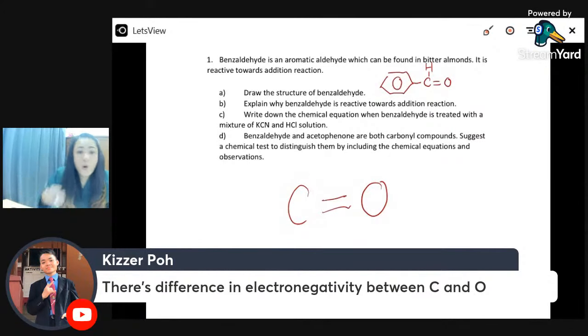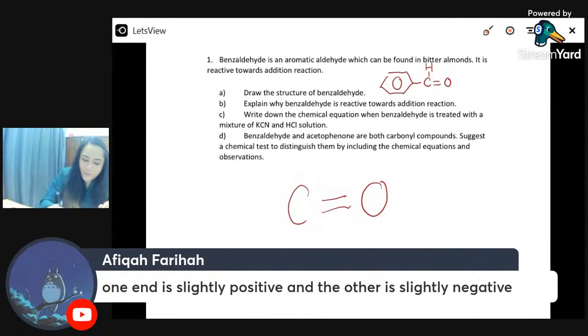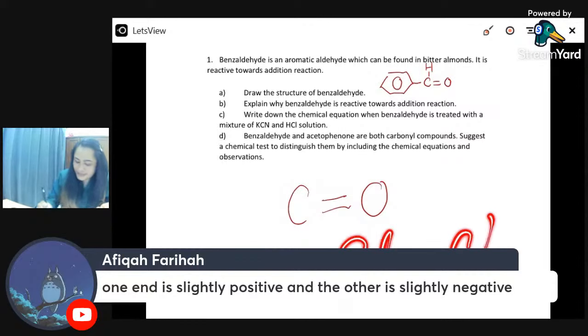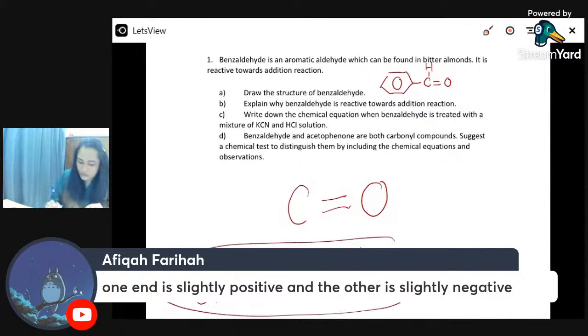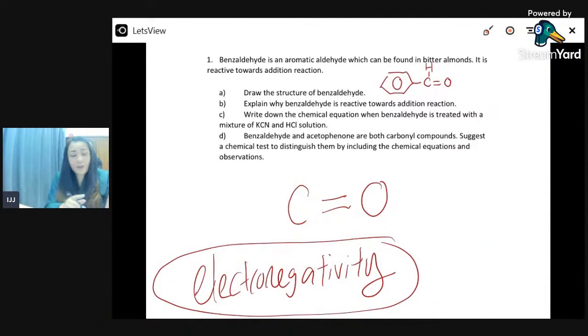So you need to know, whenever there's a compound, they share a bond. For example, Cl and Cl. You want to know whether the bond is polar or non-polar. Whether the bond is polar or non-polar is based on electronegativity, the electronegativity between the two atoms that share the bond. Now, the carbonyl group, the bond is shared between carbon and oxygen. So you need to see whether there is a difference in electronegativity.